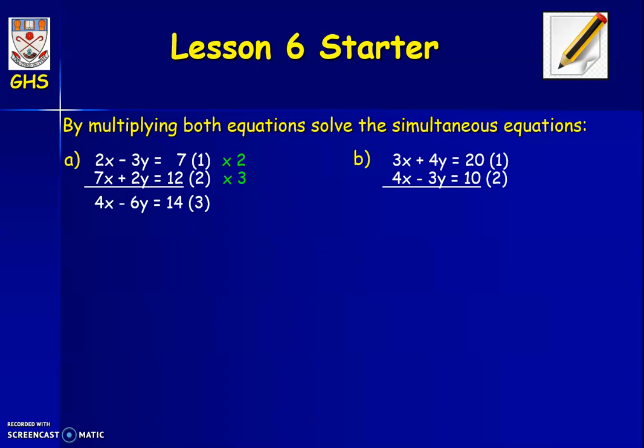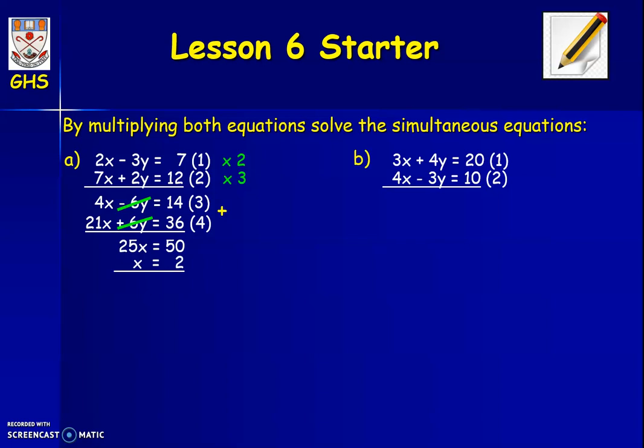So equation 1 becomes 4x minus 6y equals 14. And equation 2 becomes 21x plus 6y equals 36. Remember, every single term in the equation needs to be multiplied. Now we are able to eliminate the y terms. We do this by adding the two equations together. This will give us 25x equals 50. We divide to find x equals 2.